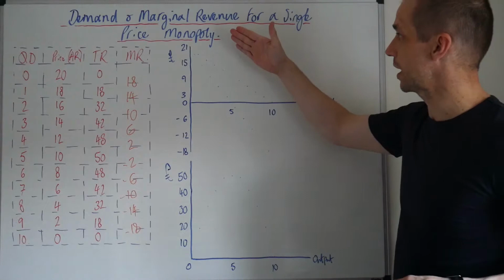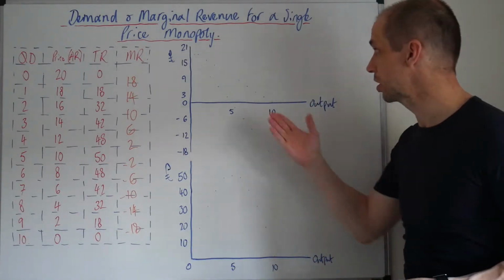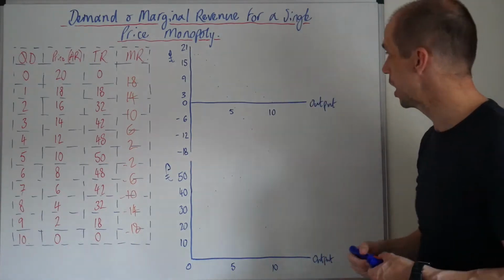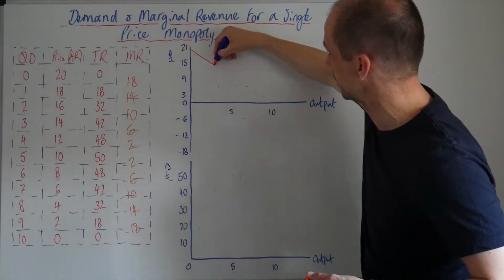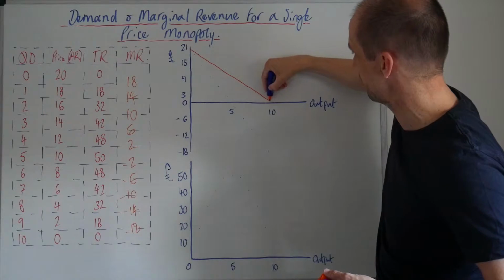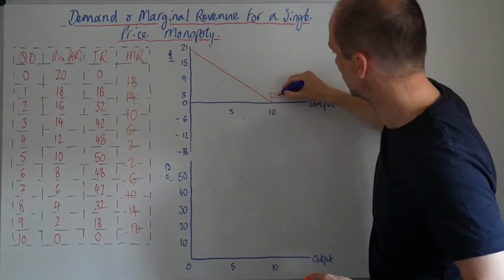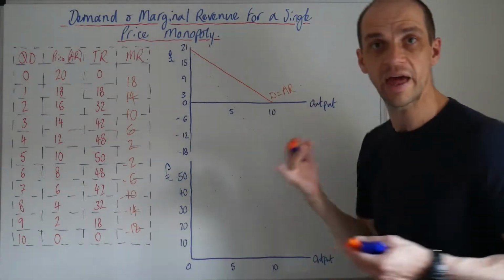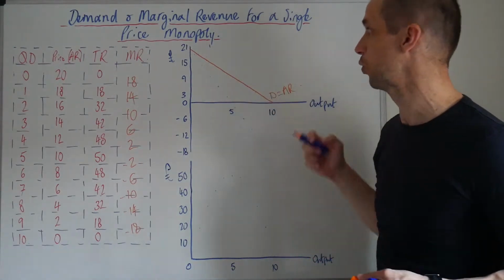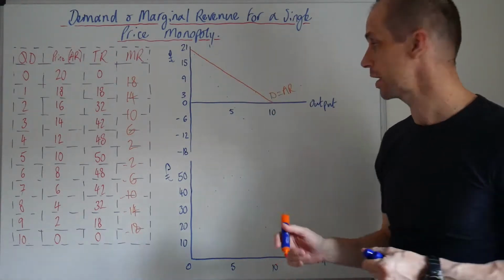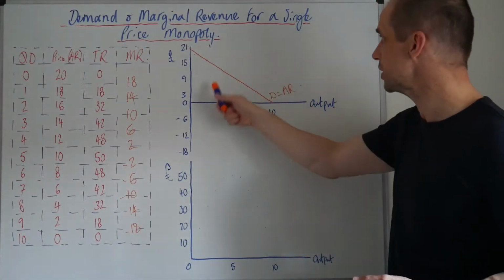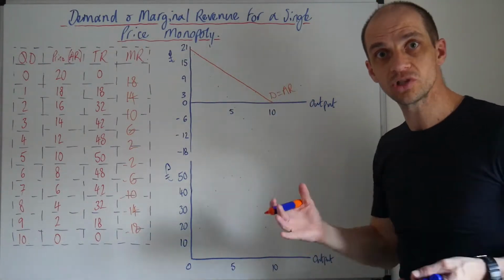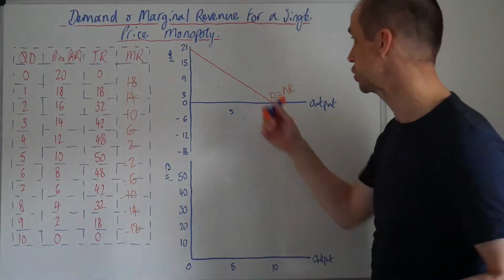Let's now have a look at drawing out the demand curve for this monopolist. If we just link the points corresponding to the price and the average revenue, we can see this is where D equals AR. That is our price schedule for this single price monopoly. So the output level really does determine what sort of price level they can charge.